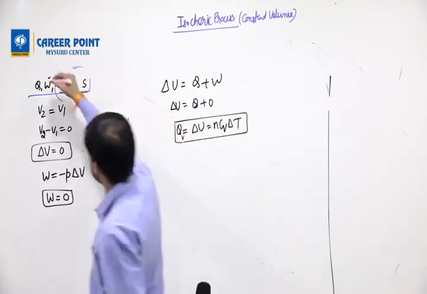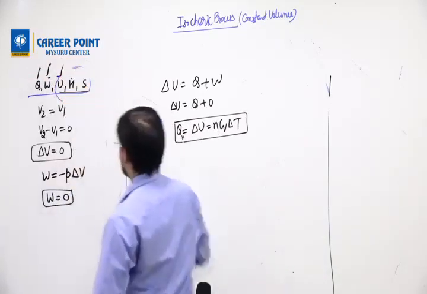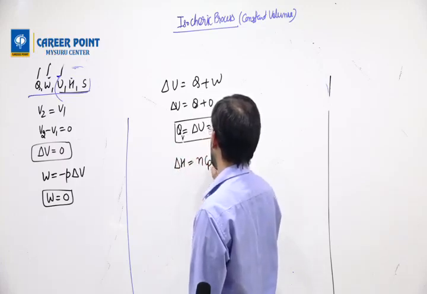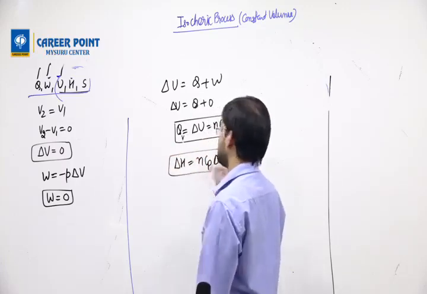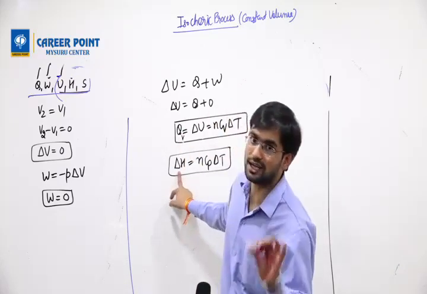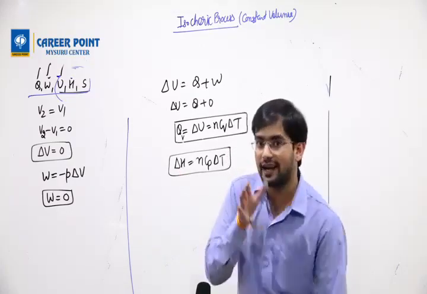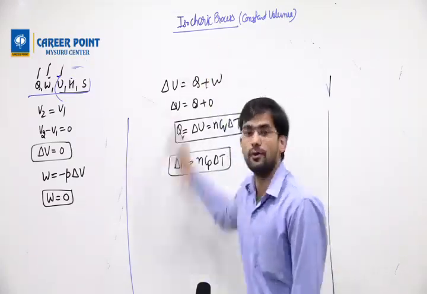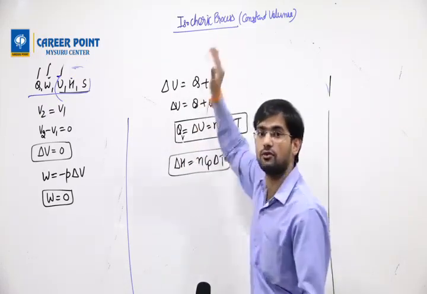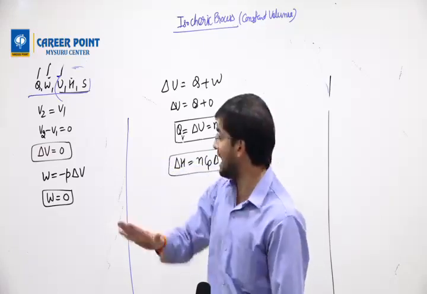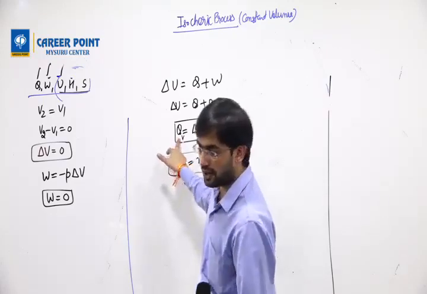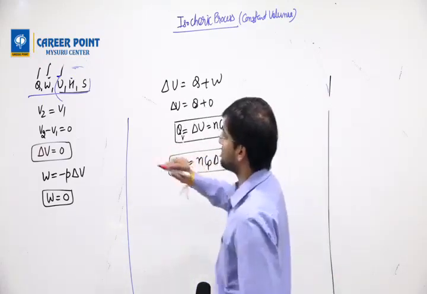So I have calculated Q, W, U. Then the next one is delta H. Delta H has a direct formula nCP delta T. In this process, QP is not equal to delta H because QP does not exist in this process. Why? Because there is no constant pressure. There is constant volume. So QP is not here, and neither is QP equal to delta H. But here QV is there. Okay? Then delta H is also done.